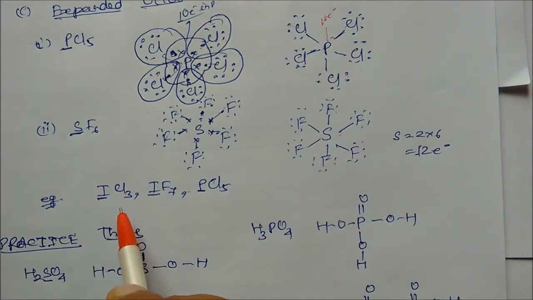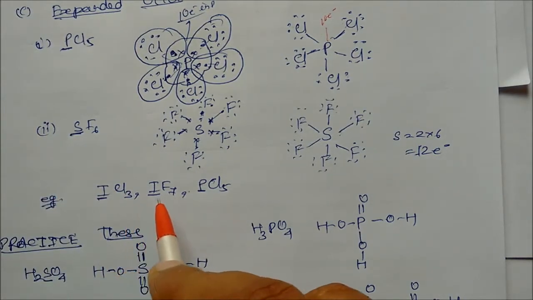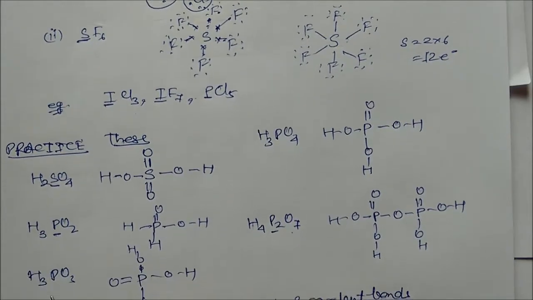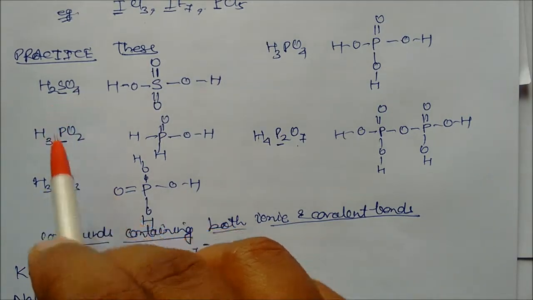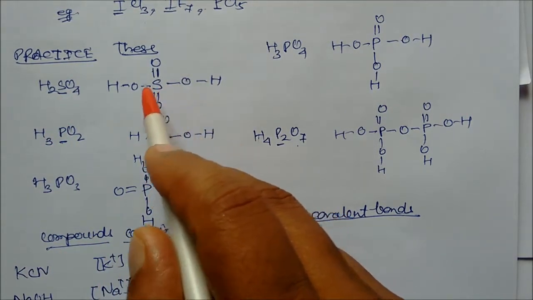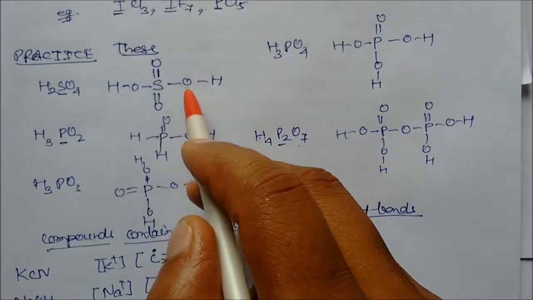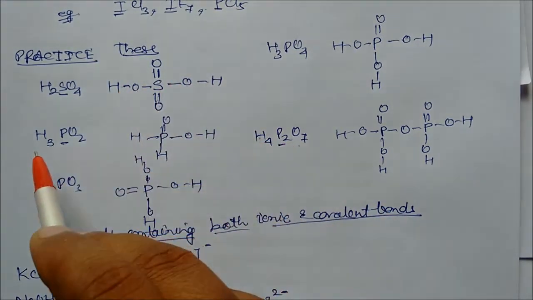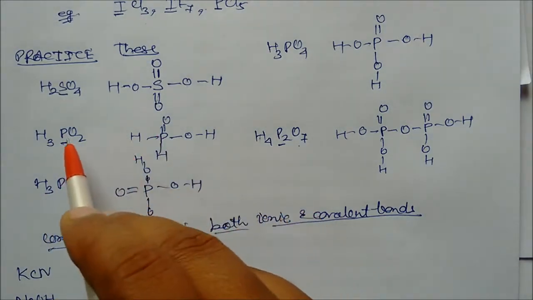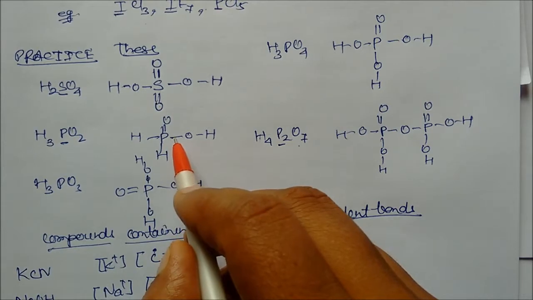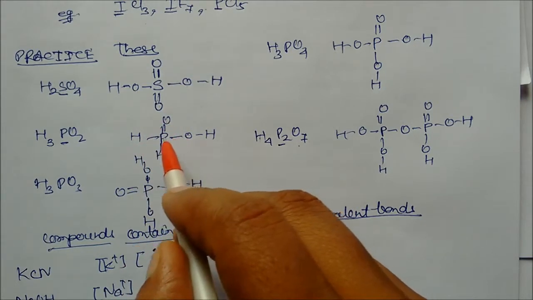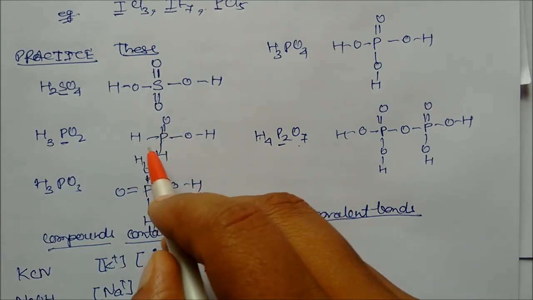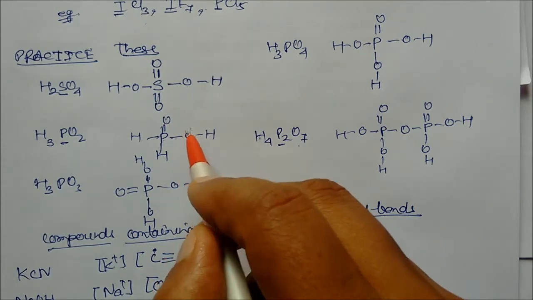Similarly, you can practice for ICl3, IF7, PCl5 like this. PCl5 we have seen, then ICl3, IF7. And we can draw some more different types of structures from these molecules, like H2SO4. Here sulfur is the central atom, so it can make 6 bonds: 1, 2, 3, 4. So you can see oxygen on this side, oxygen on this side, and hydrogen. In H3PO4, phosphorus is the central atom, so phosphorus can make 5 bonds. Here first you draw with single bonds, then you have to adjust the molecules. Phosphorus makes 5 bonds, hydrogen makes 1 bond, oxygen makes 2 bonds. So here 1 lone pair.